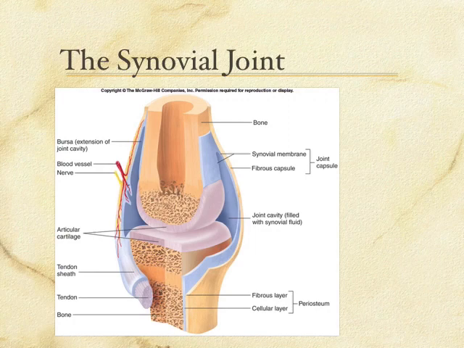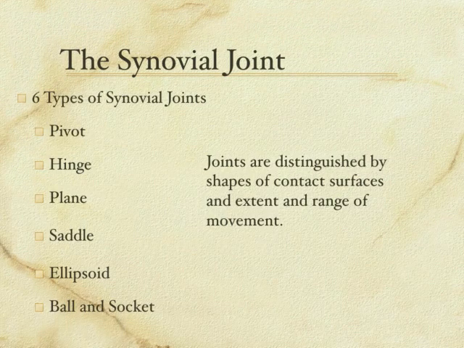Now the synovial joint has 6 types. So let's look at and describe the 6 types of synovial joints. We know they all have the features we just described in common, but how do they differ? Well, each one is going to differ on the basis of the shapes of the bones where they meet, where they touch.